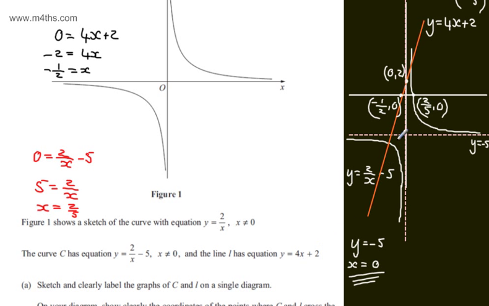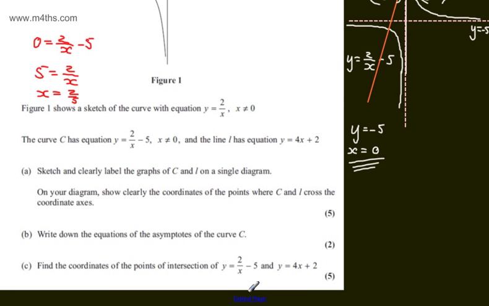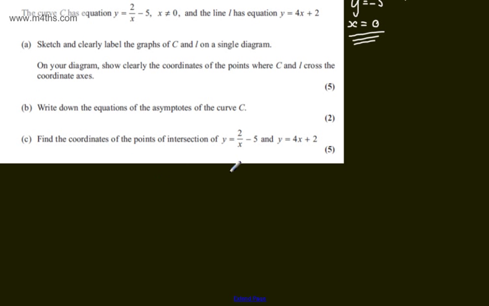We can see from the sketch that there are going to be 2 points of intersection. We'll have one just here and one just here. If y is equal to 2 over x minus 5 and y is equal to 4x plus 2, we can set those equal. We can say now that 2 over x minus 5 will be equal to 4x plus 2. So that's one way that we can solve these simultaneous equations.